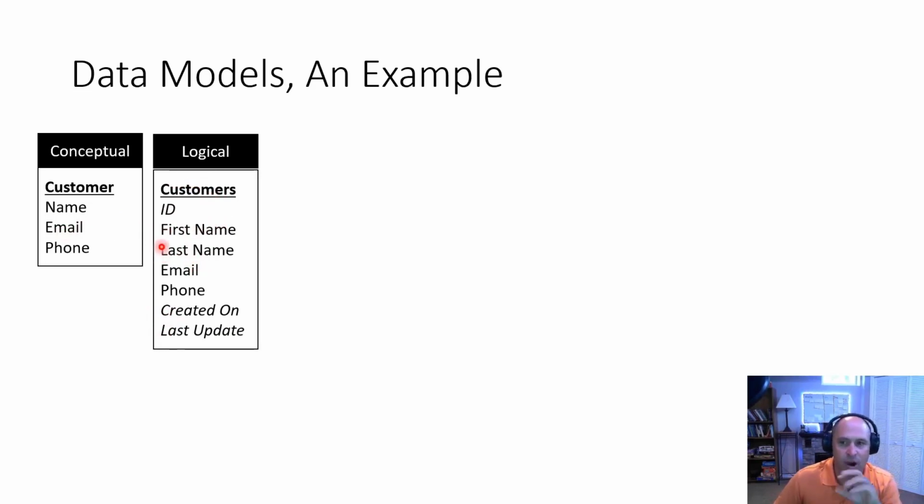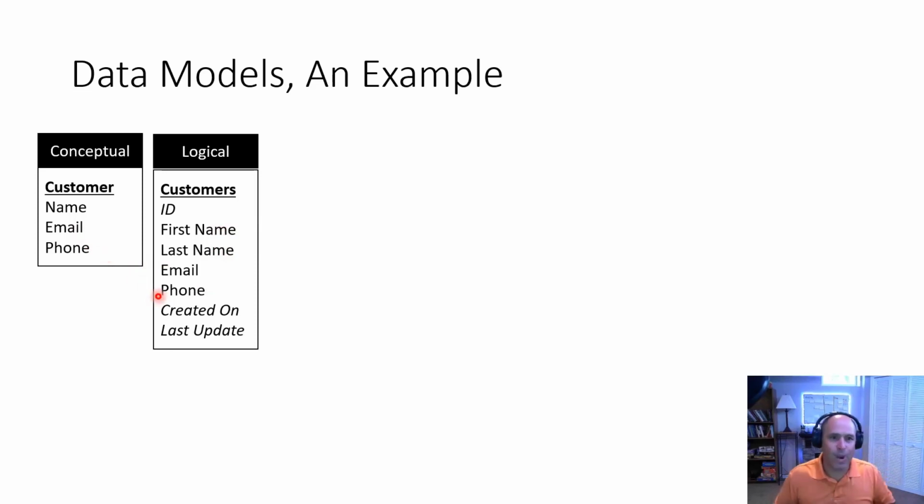So let's talk about what's happening here. Conceptually, we have this idea of name. When we implement it, we want to probably be able to search by their first name or their last name. So we want to break those up into 2 atomic pieces of data in our database. And then we have our email and our phone.